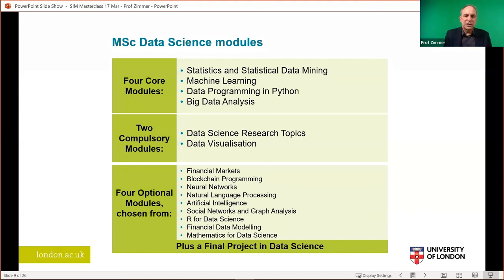Social networks and graph analysis is about how you get data from social networks, and then how you analyze the whole networks. It's really about network theory. R is how you use R for data analysis. Financial data modeling is actually the module I've just been talking about. And then we're bringing in a new module on mathematics.